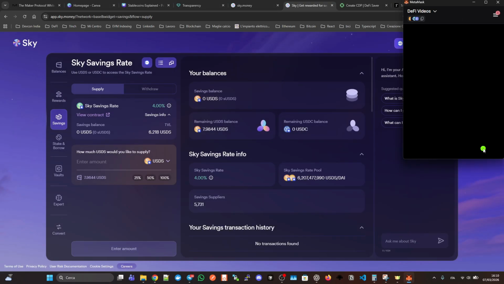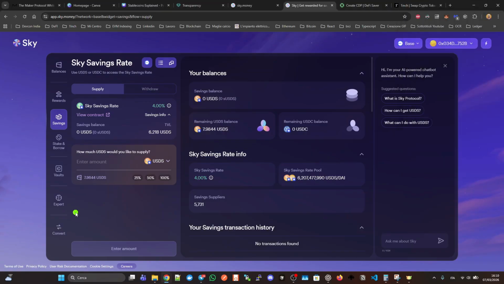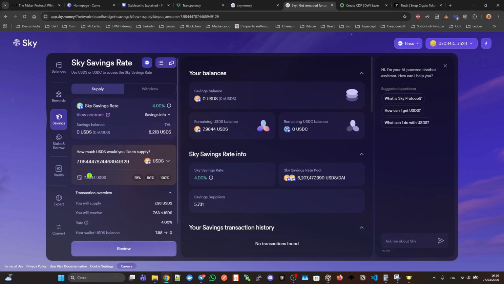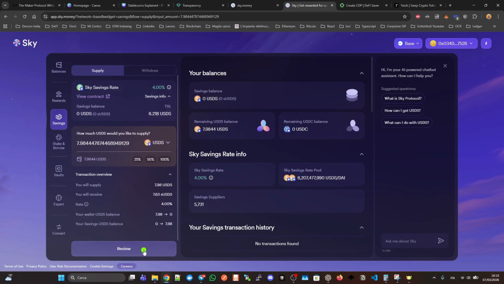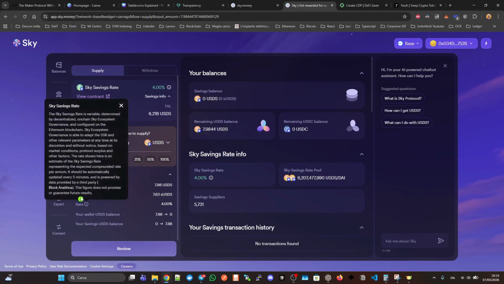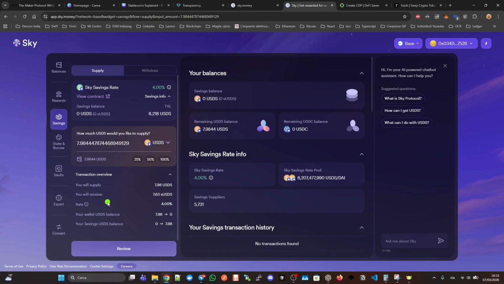Okay, let's say that we want to provide, for example, 100% of our USDS. The rate is 4%. This is the annual percentage rate of the money that we will get. So we will accrue some interest by providing this amount of tokens. Okay, let's do this transaction.